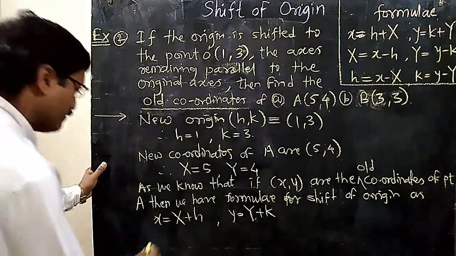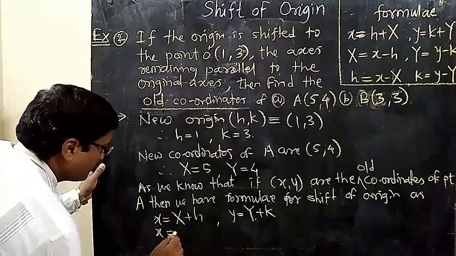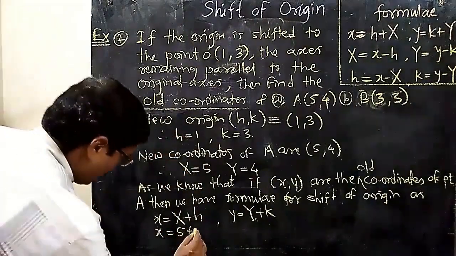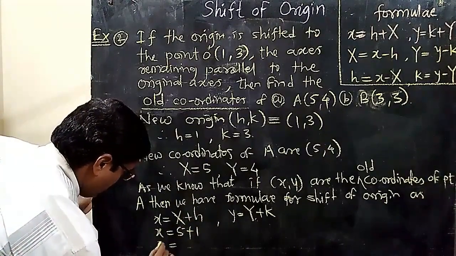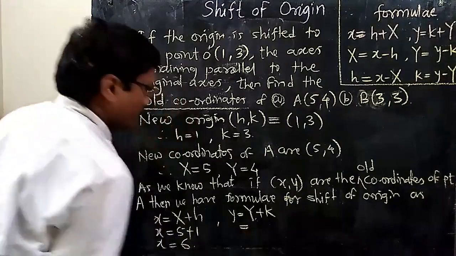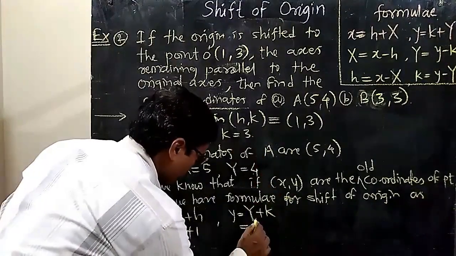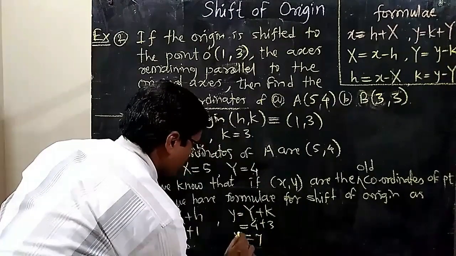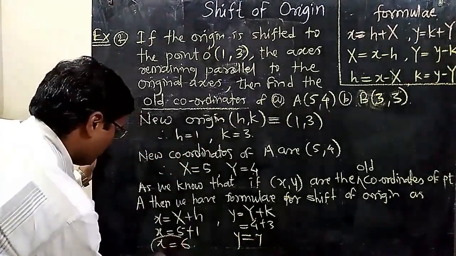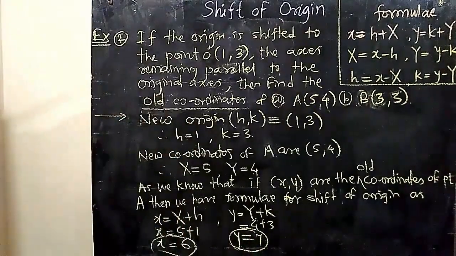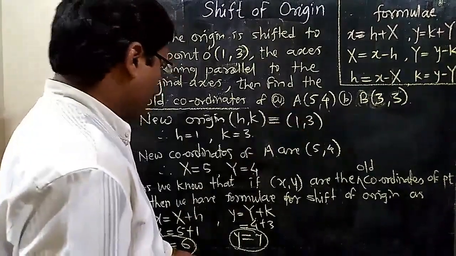Just put the values here. Capital X is 5 plus h is equal to 1. So we get small x equal to 6. And here capital Y is 4 and k is equal to 3. So 4 plus 3, that is equal to 7. So small y is equal to 7. So x equal to 6 and y equal to 7 are the old coordinates of point A, 5, 4.